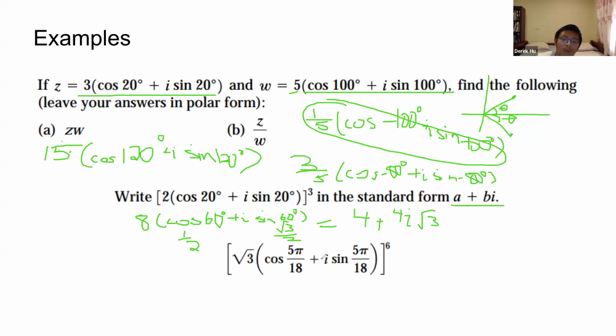And then for the last one, we can apply De Moivre again. So √3 to the 6th is equal to 27. And then we multiply the angle by 6, and that's 5 pi over 3. So then the answer is 27 times cosine 5 pi over 3 plus i sine 5 pi over 3.